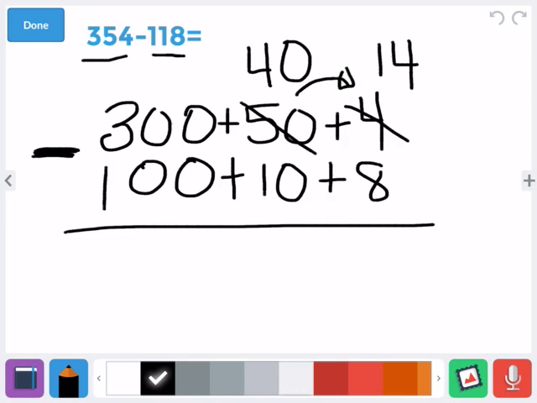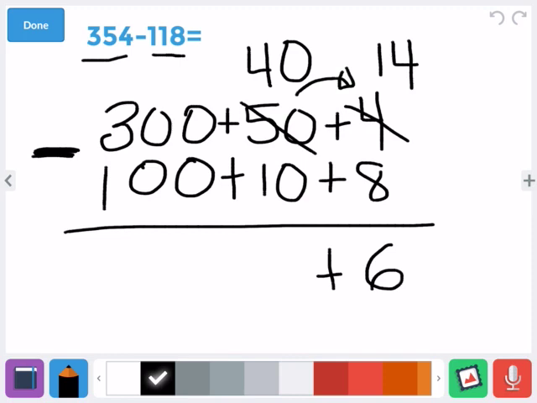I'm ready to finish subtracting. Let's go back to the ones place. 14 minus 8. I can put 8 in my head, 8, and count up to 14. 9, 10, 11, 12, 13, 14. 14 minus 8 equals 6. I'm going to pull down my subtraction sign, and now I'm ready to subtract the tens place.